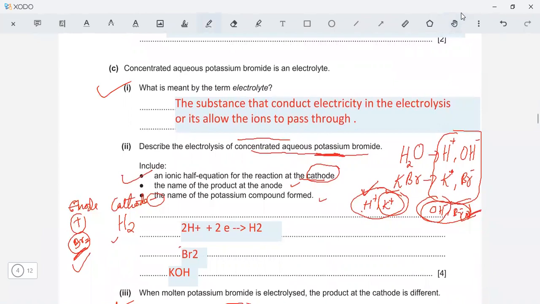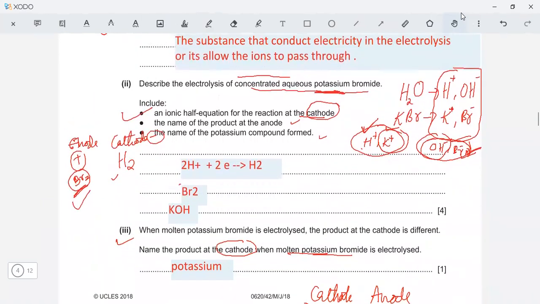Now see, concentrated aqueous potassium bromide is an electrolyte. What is meant by the term electrolyte? It's very simple. We have discussed it in the electrolysis chapter, right? An electrolyte is basically a substance that conducts electricity in the electrolysis process. Or in other words, you can write that aqueous solutions or liquids allow the ions to pass through them. That can also be appreciated.